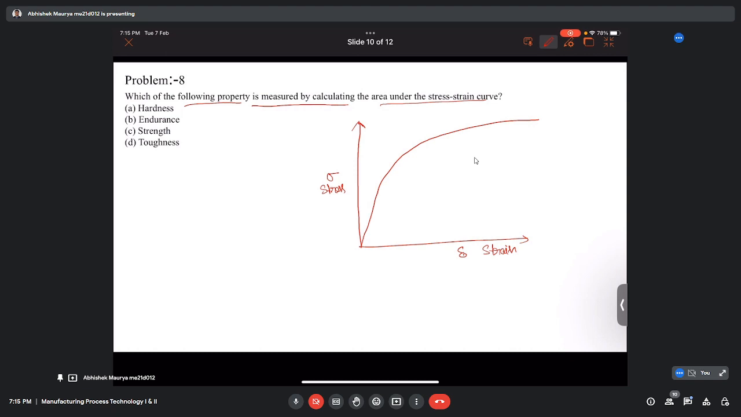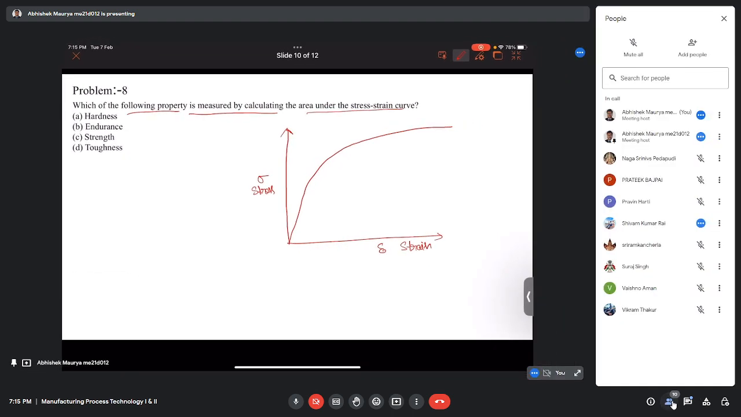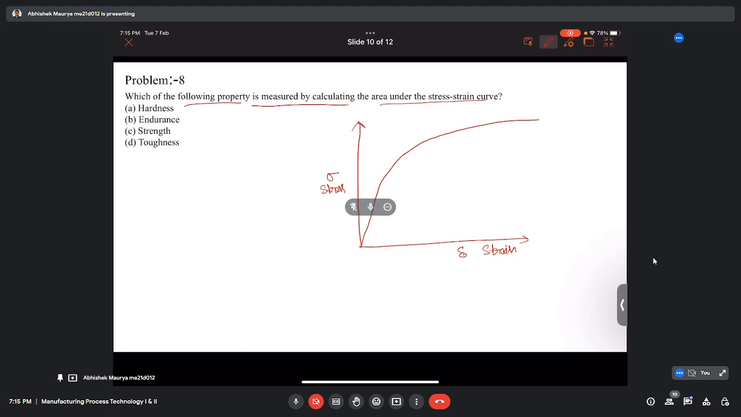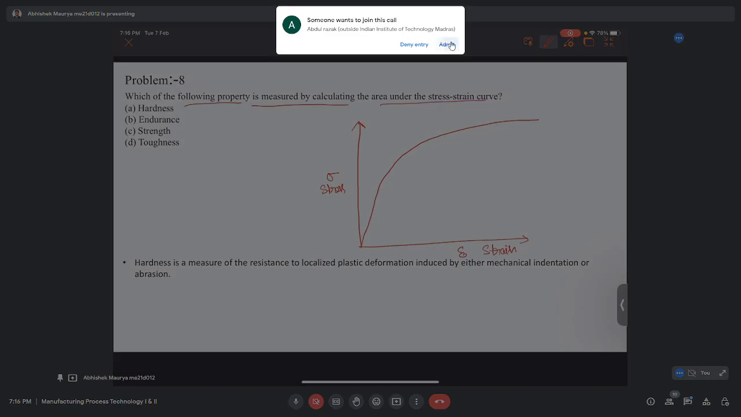Are you sure that we cannot get the hardness information from this stress strain curve? Please try. Okay, let's see the definition of the hardness. We can see how hardness is defined.